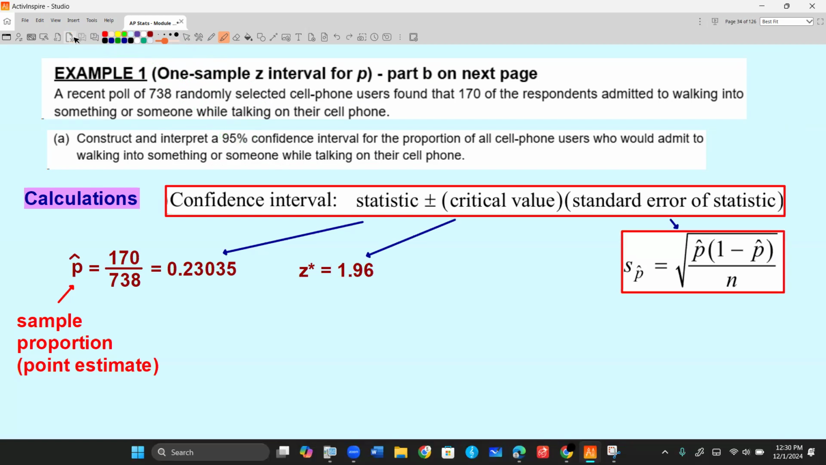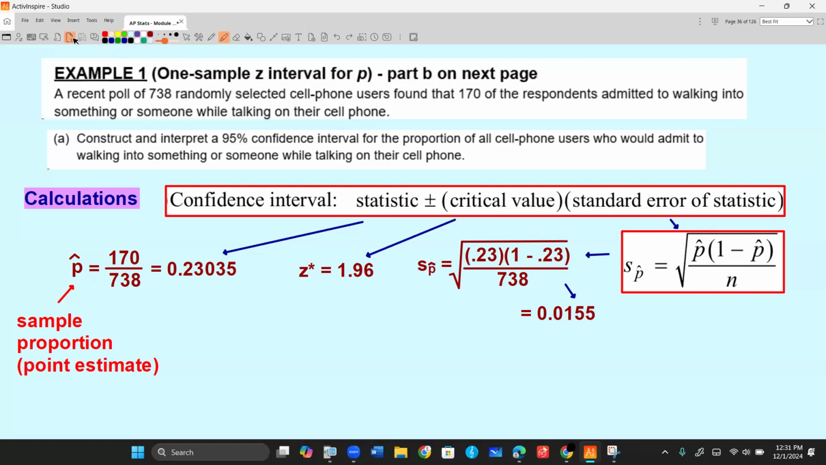The standard error formula on your formula sheet is provided. Remember, it's right over here. It's the square root of p hat times 1 minus p hat, over n. So since we have our p hat and we have our n, remember n is our sample size, that's going to be 738. We can plug all of those into the formula. So I just rounded it to 23%. So 0.23 times 1 minus 0.23 over 738, all under the square root. And carefully use your calculator. You're going to get about 1.55%, so 0.0155.